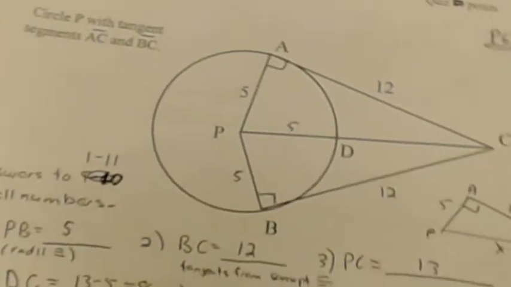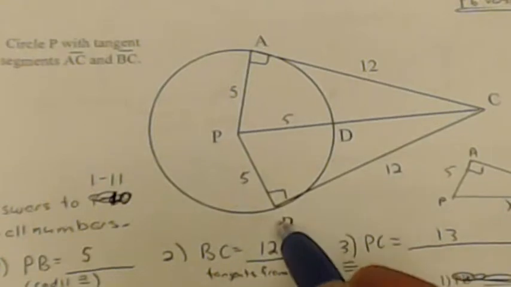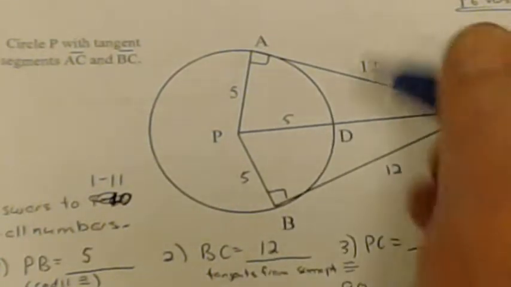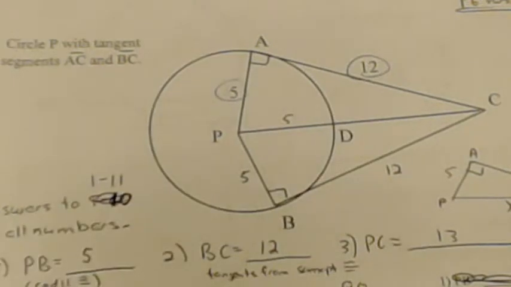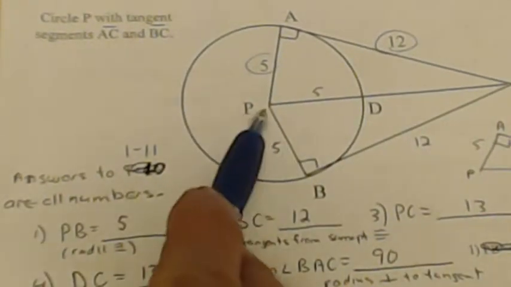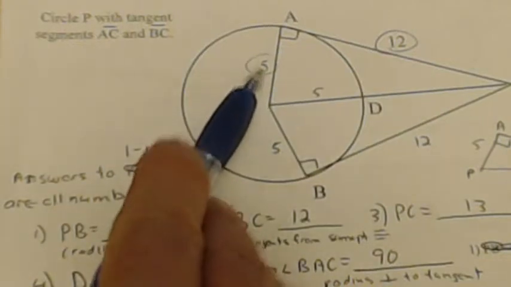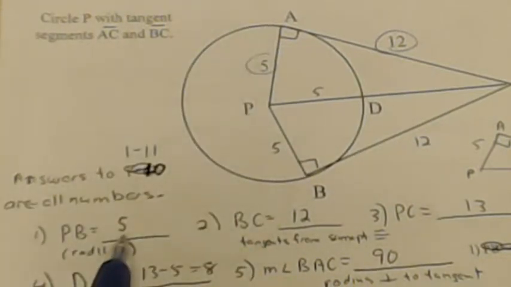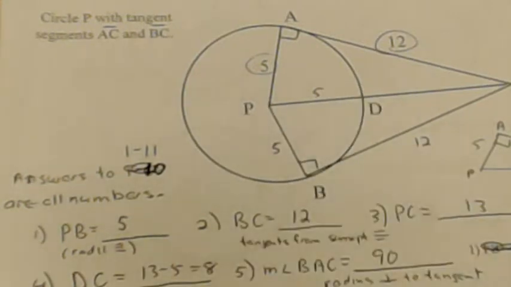In this circle up top, we have two tangent segments coming from the point C. We're given that this one is 12. We're also given this radius here, AP, is 5. The first thing it asks is how long is PB? PB is also a radius of that circle. All radii are congruent, so if that radius is 5, that one is 5. I went ahead also and marked that PD is 5 because it's a radius also.